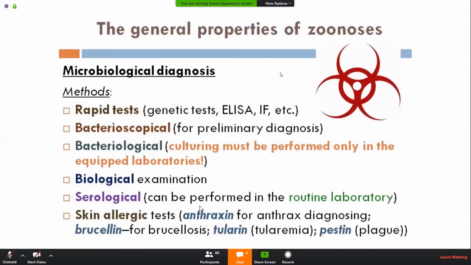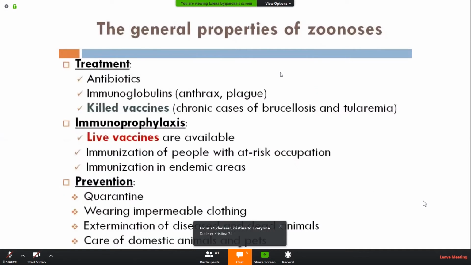To do that, we can use anthraxin for anthrax diagnosis, brucellin for brucellosis, tularin for tularemia, and pestin for plague, because Yersinia pestis is the causative agent. Plague is caused by Yersinia pestis. Treatment is by antibiotics for severe cases of diseases like anthrax and plague, which are life-threatening and can kill patients within short periods of time.